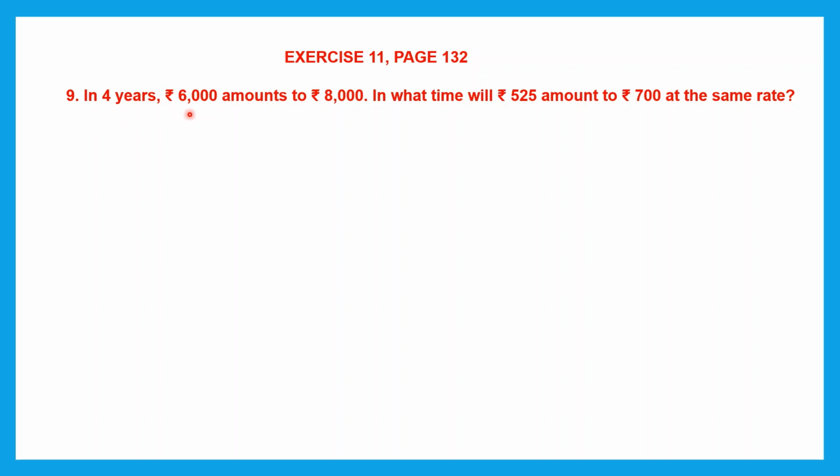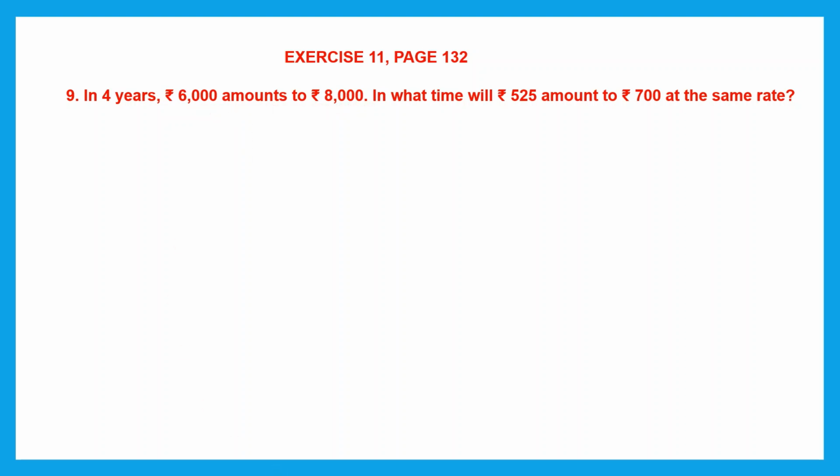In 4 years 6,000 rupees amounts to 8,000 rupees. In what time will 525 rupees amount to 700 rupees at the same rate? That means the rate for this part, from the principal to the amount, is the same as this part, from the principal to the amount. So we have two parts here.